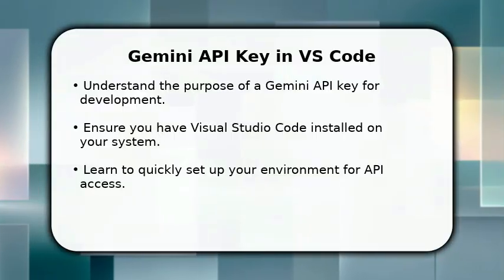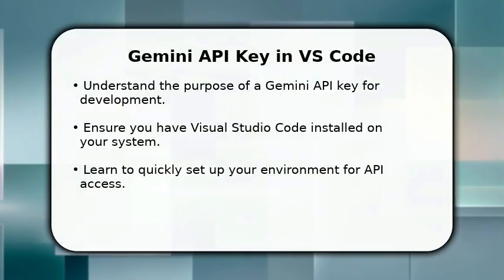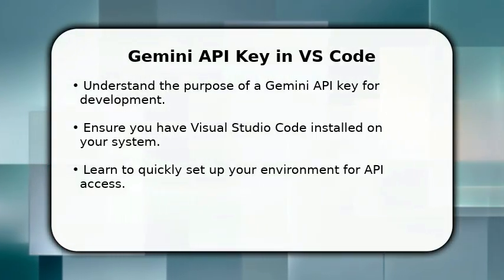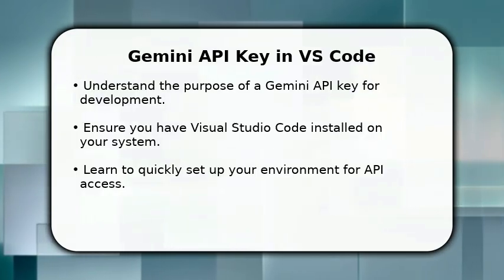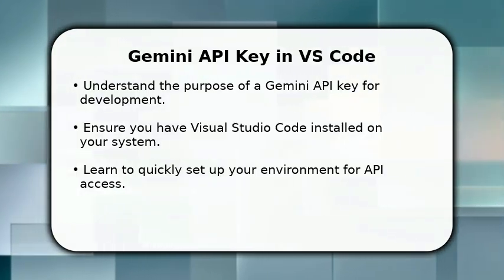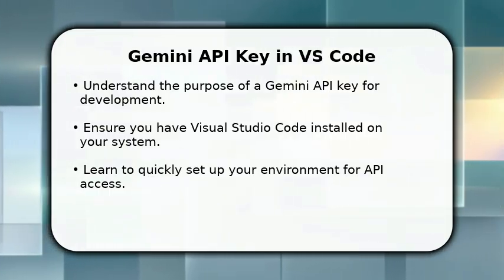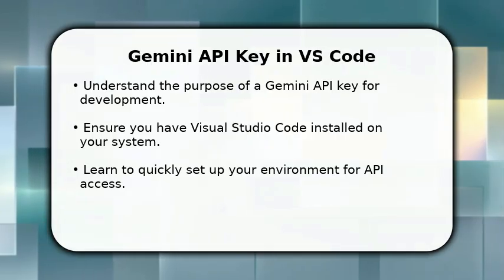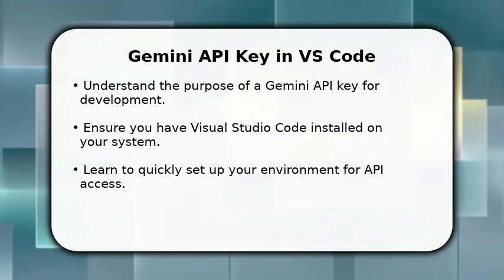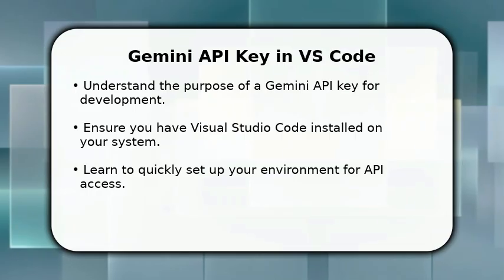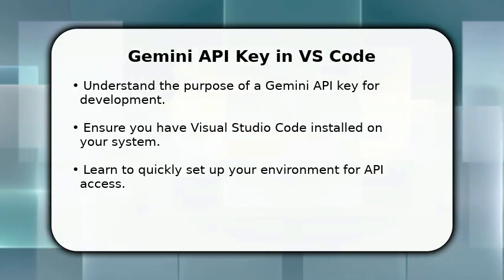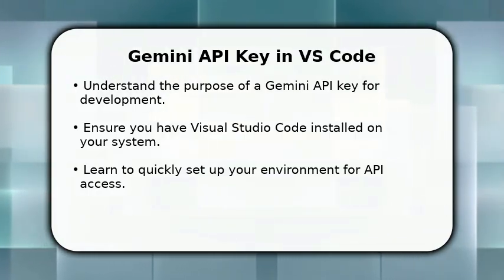In this video, I will explain how to use the Gemini API key in VS Code. First, open Visual Studio Code. You will need to install the Python extension if you haven't already. This setup ensures your development environment is ready for integrating powerful AI capabilities. We will then proceed to obtain and configure your unique API key for seamless project execution.